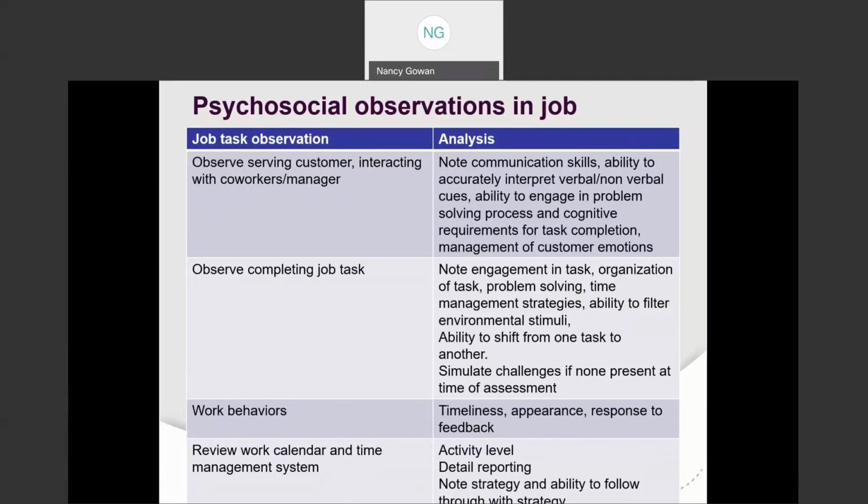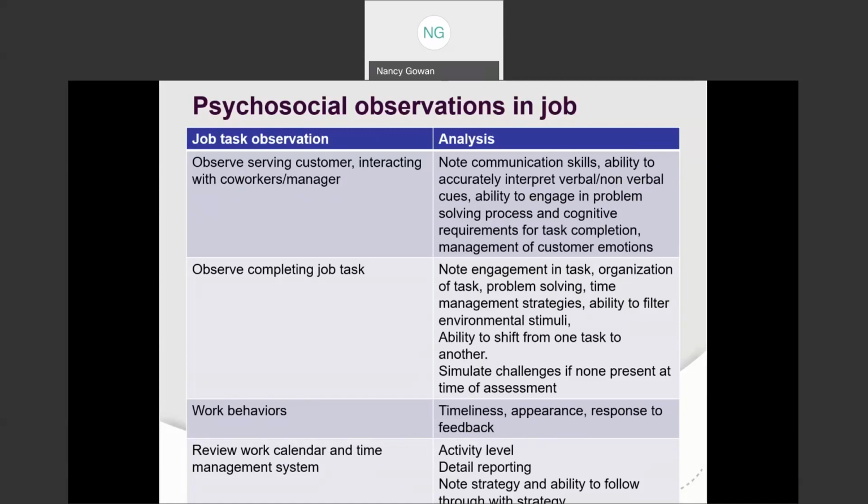And can they simulate some of the challenges? If there's none present at the time, you might pose some challenges and ask them how they might complete them. Or you might put a challenge in their way in order to see how they problem solve through it.